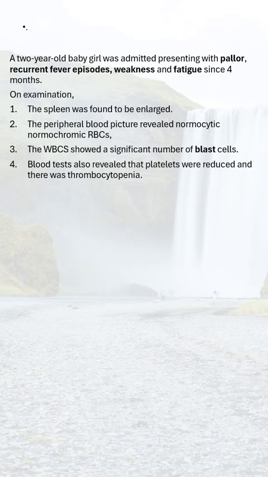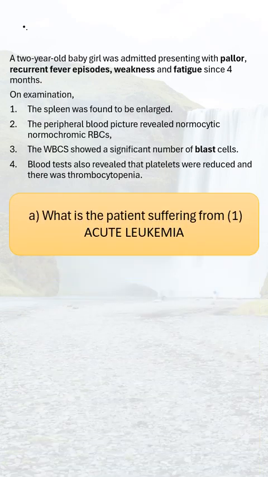On examination, there is splenomegaly, and normocytic, normochromic RBCs in the blood picture, but there are a significant number of blast cells. Then coming to the blood test, there is thrombocytopenia. So these are the information that we have got. Now from this, the first question is, what is the diagnosis?